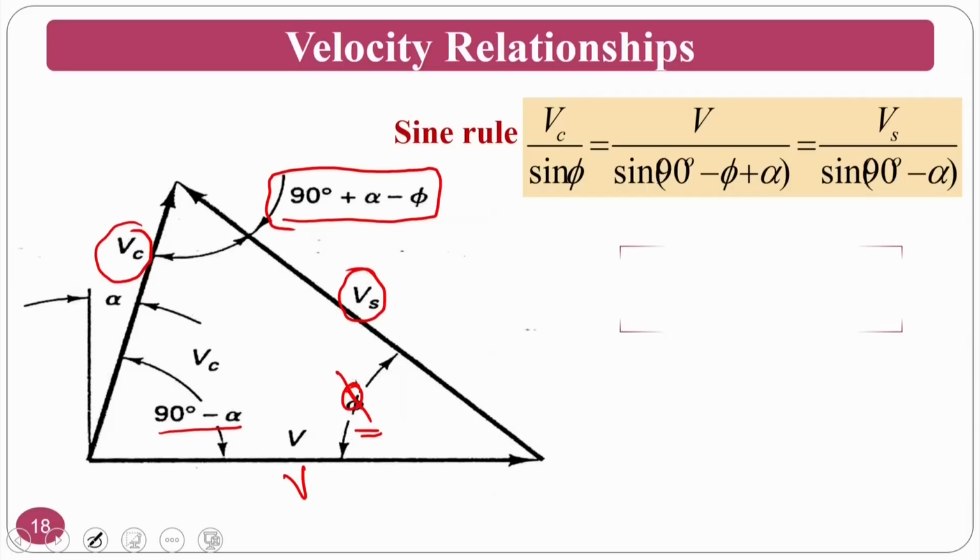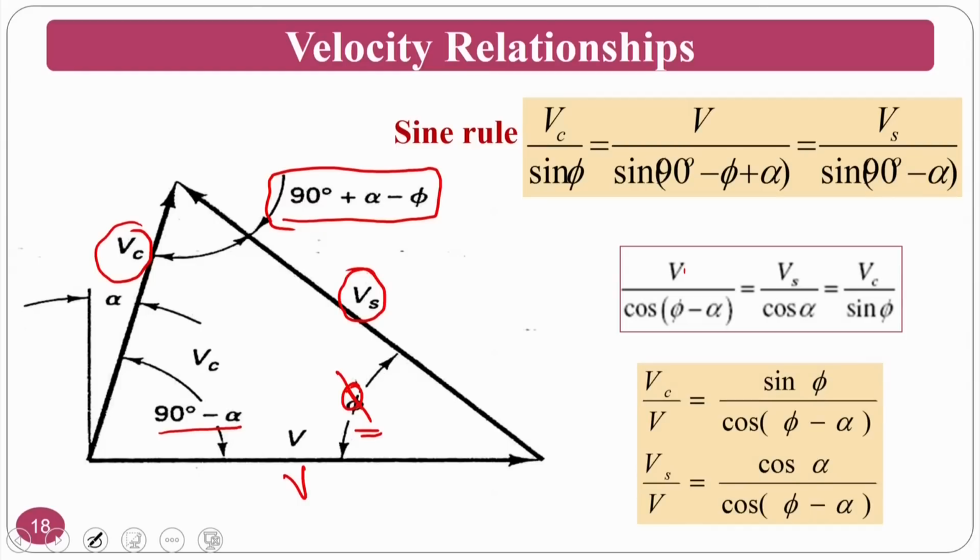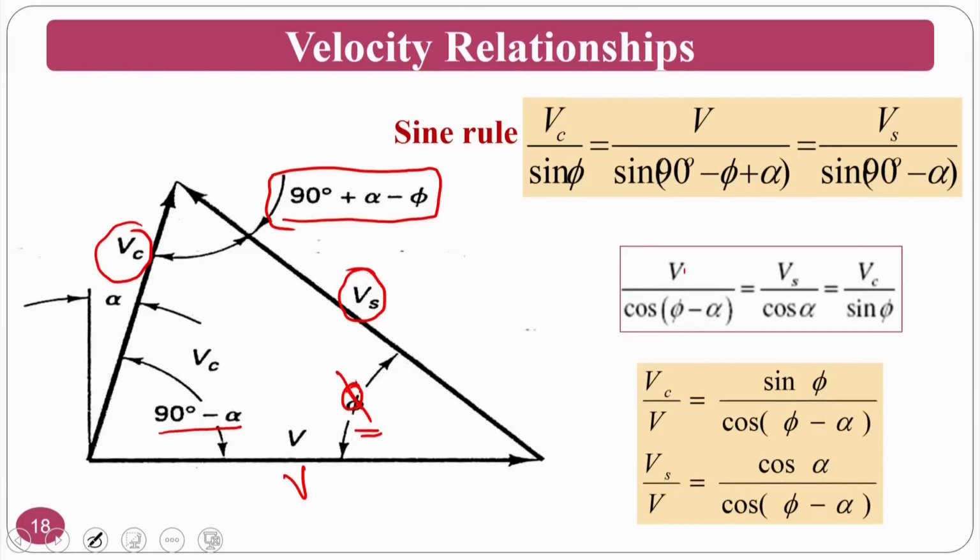So it gives rise to V by cos of phi minus alpha, because 90 is there, so here it is cos, and here also 90 minus alpha is there, so Vs by cos alpha equals Vc by sine phi. This is the relation, and from the relations you can calculate in terms of Vc by V. Normally Vc by V, in some textbooks, you can also say as chip thickness. It is correlated to chip thickness also, like a chip reduction ratio or chip thickness ratio. They can be calculated like this also.